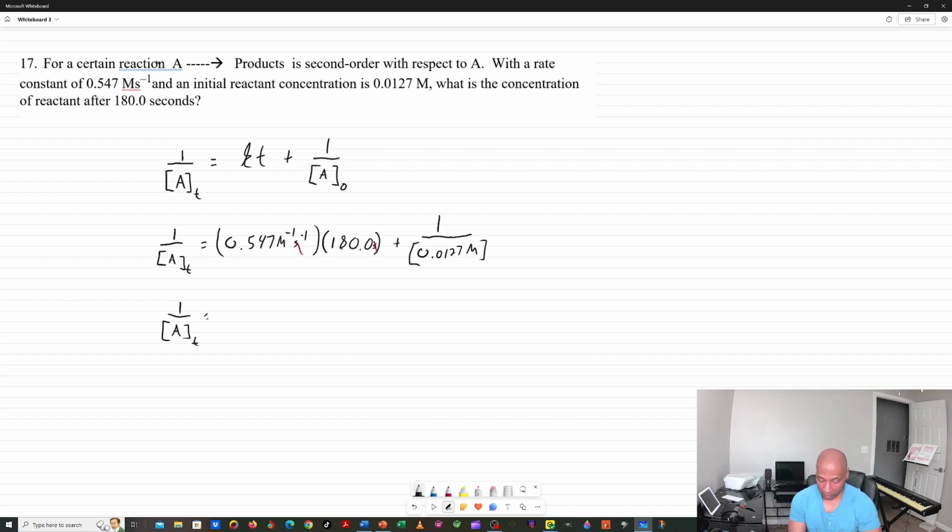So 1 over A at time t is going to be equal to 0.547 times 180. I'm going to end up with 98.46 liters per mole, because m is moles per liter, so m to the negative 1 is liters per mole, plus the reciprocal of 0.0127, which is going to be 78.7. Well, let me see, it's only good to 3 significant digits, isn't it? 78.7 liters per mole. And this one is only good to 3 significant digits, so I'm going to make that 98.5.